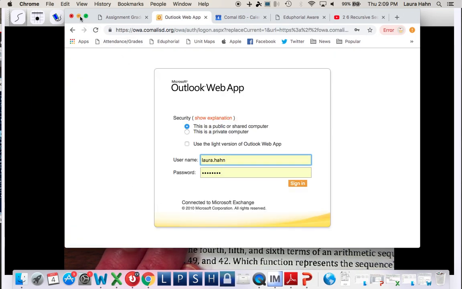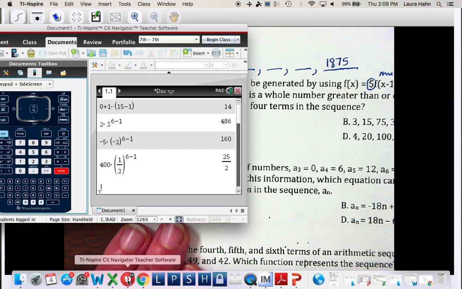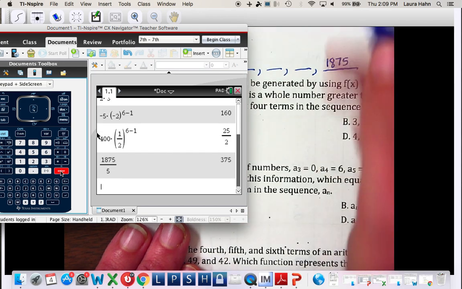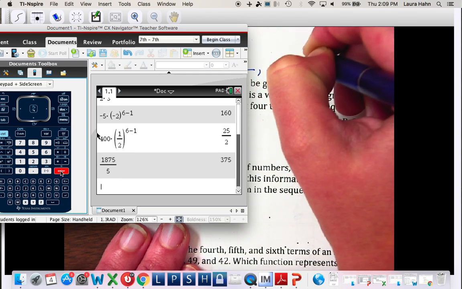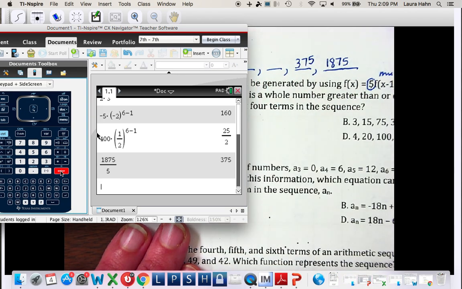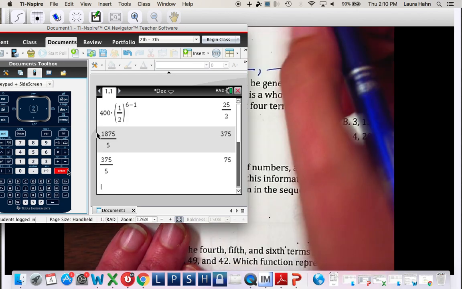Oops, wrong thing. So 1875, and since we're going backwards, I'm going to divide by 5, the opposite. So this is 375. Okay, so now I need to take 375, and we're still going backwards, so we're going to keep dividing and divide by 5. 75.